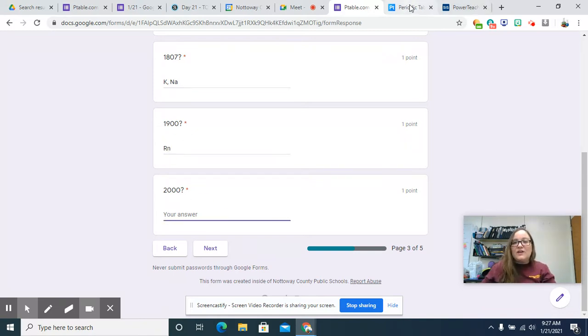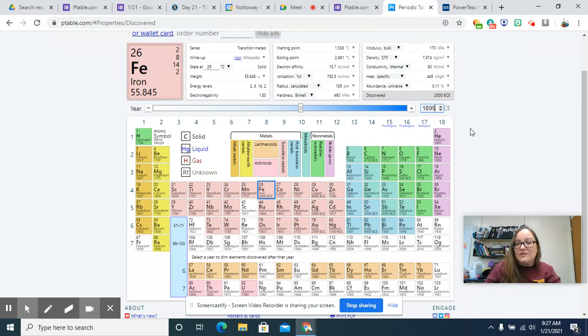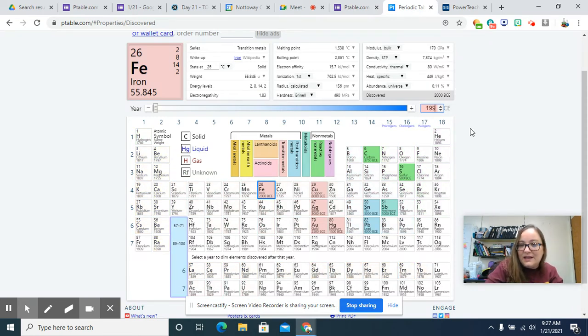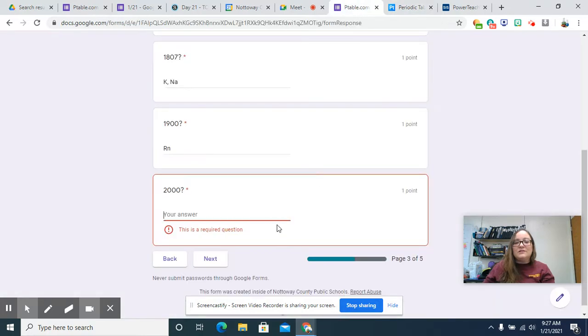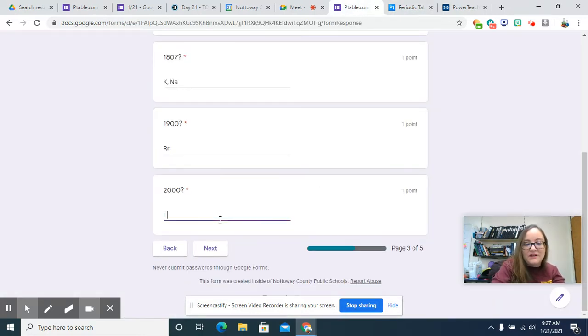And then in 2000, what did we have show up in 2000? So we need to go to 1999. We got almost everything, right? So what did we get to show up? It's hard to see, but that little livermorium goes gray in between 1999 and 2000. Livermorium turns gray, and that means it was discovered. All right, that's that section.